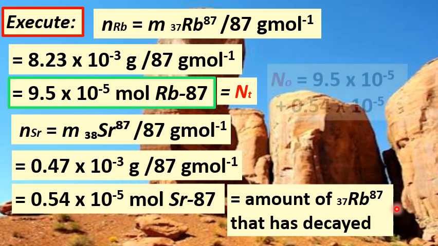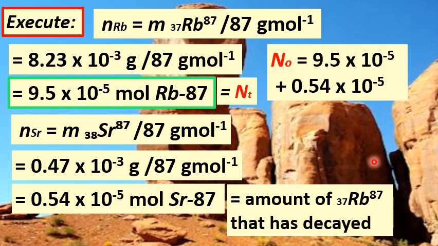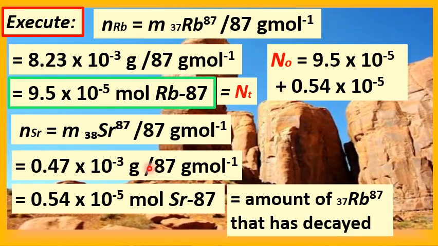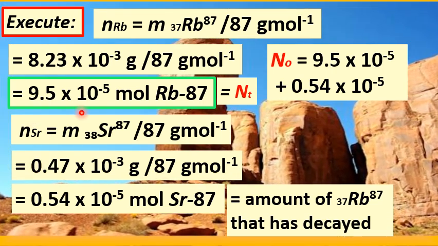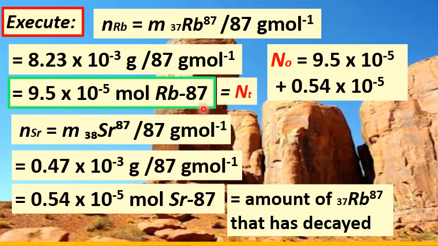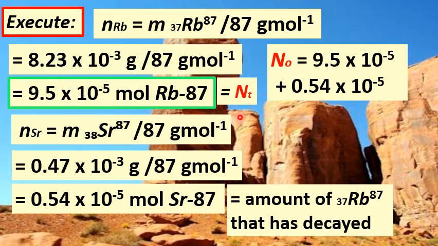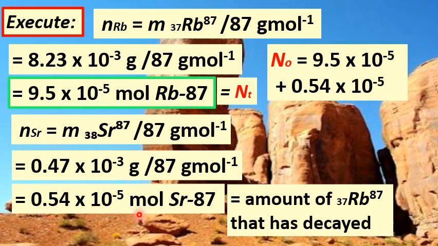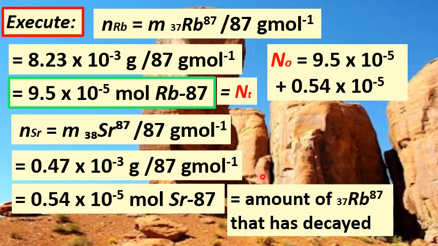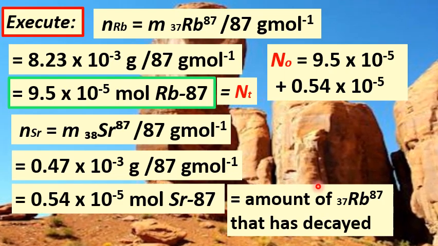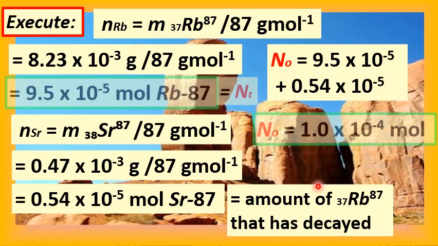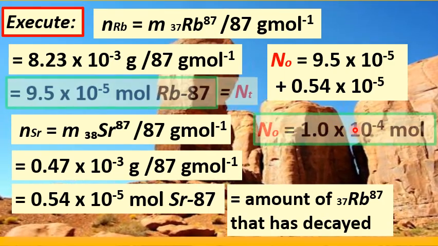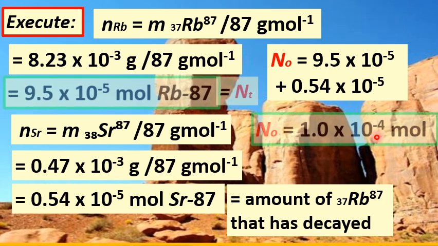So, the value of capital N naught is just the sum of 9.5 times 10 to the negative 5 moles of rubidium-87 and 0.54 times 10 to the negative 5 moles of strontium-87. So that means our value for capital N naught is equal to 1.0 times 10 to the negative 4 moles.